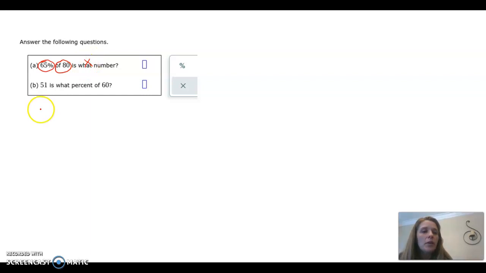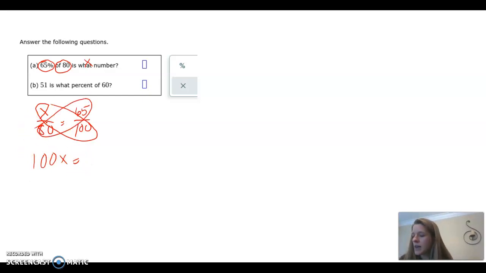I don't know. So is over of equals percent over 100. We're going to cross multiply. 100x equals 80 times 65. You get 5,200. I'm going to divide by 100 because I'm multiplying in my equation. So now I'm going to divide. 5,200 divided by 100 is 52.